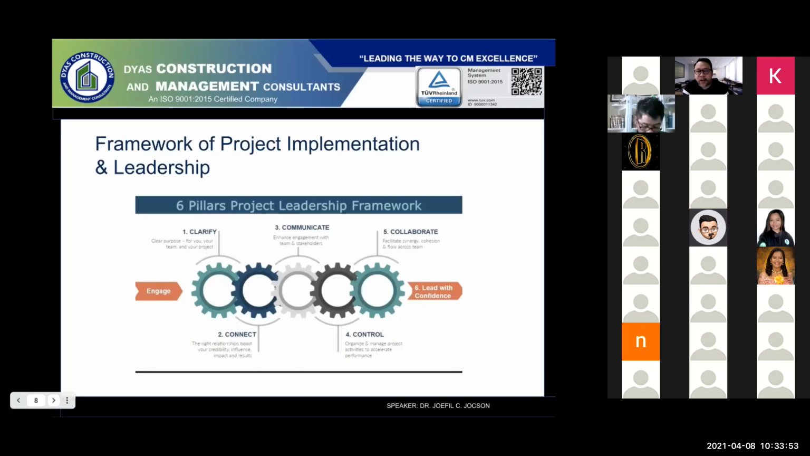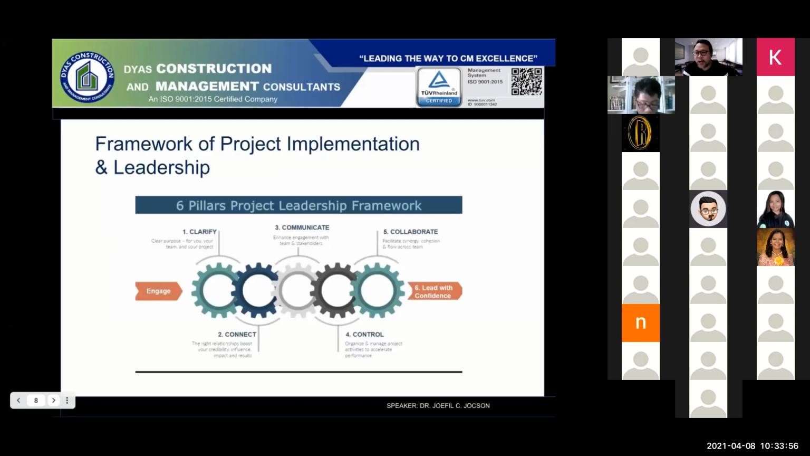Sa site natin, meron tayong contractor, merong DYAS as construction management team, external. And we have also the proponent representative, the construction management group, CMG yung tinatawag natin, with each head office based sila. Sometimes pumupunta din sila sa site. So ito yung team natin. Tandaan natin, the three components: CMG, site CM, and the contractor.